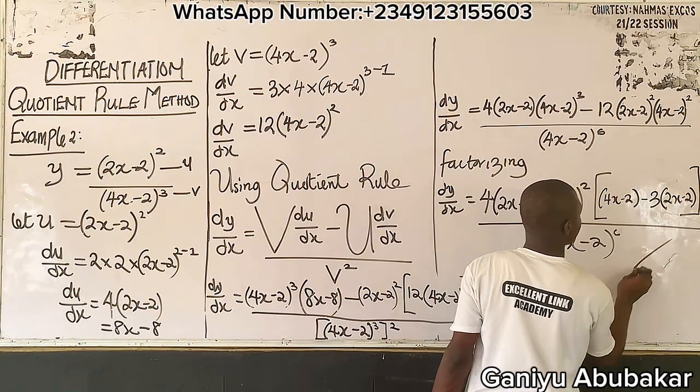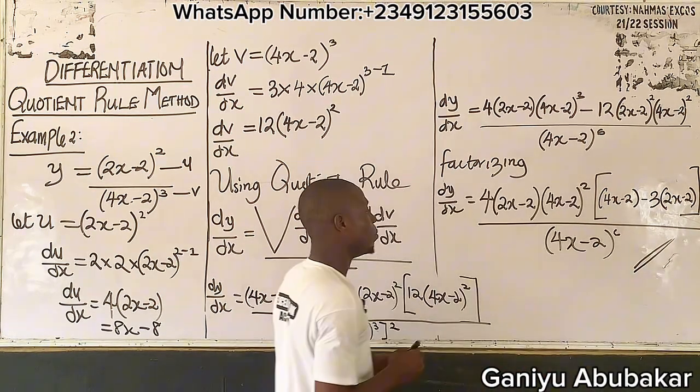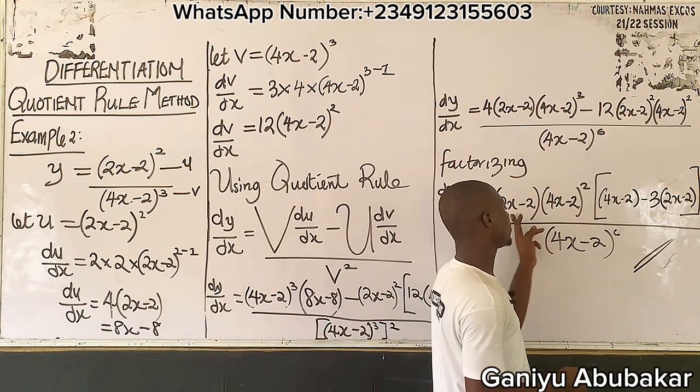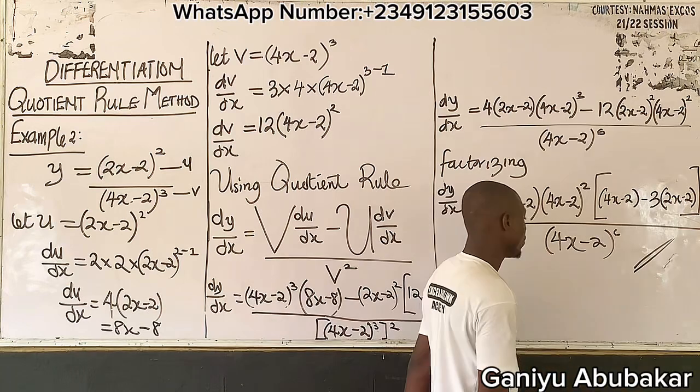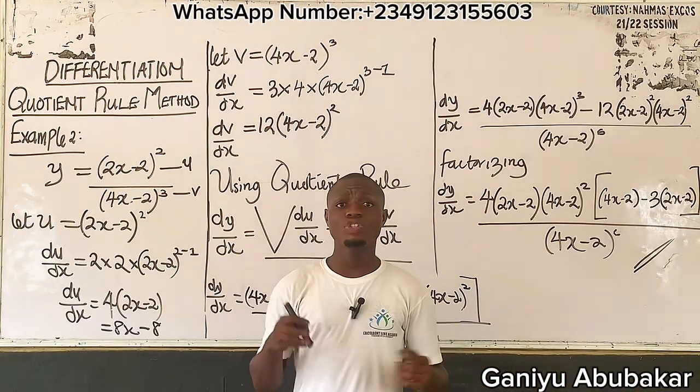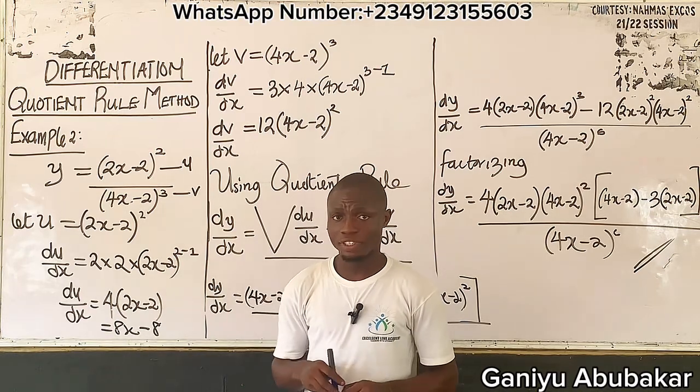So I can leave my answer this way. It's still very much correct. If you want to, you can still expand this stuff here. So this is how you solve this problem on the quotient rule method of differentiation.